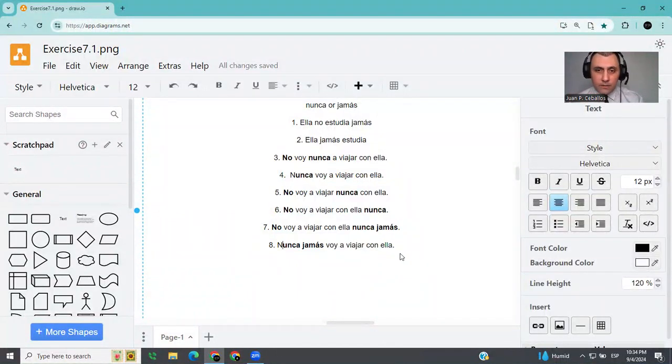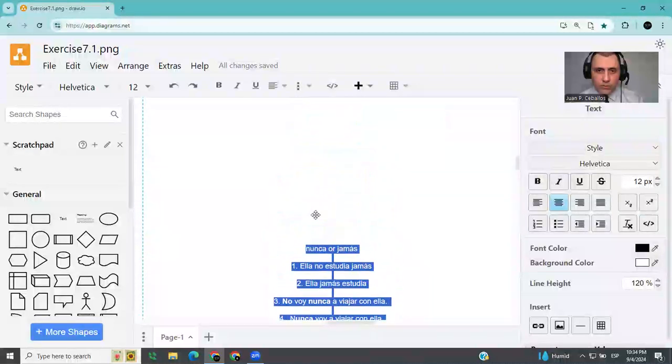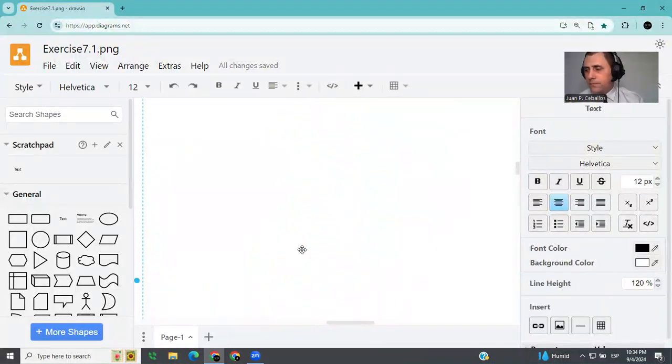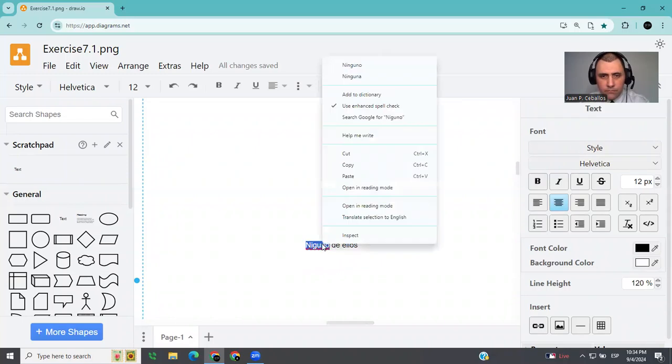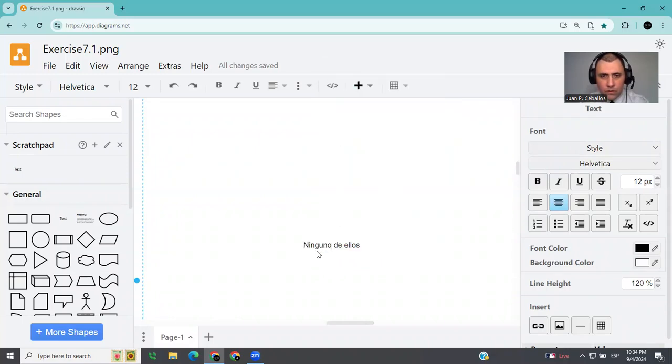Another thing that you will not find in Spanish books very often is how you say, for example, none of them, none of us, none of you. Okay. You use the expression ninguno de ellos, none of them. So it's ninguno plus de plus the personal pronoun.